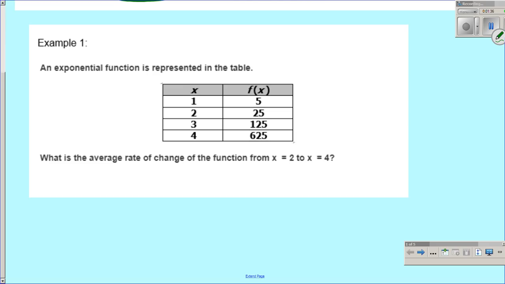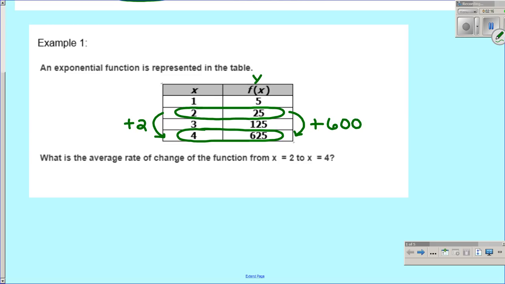So we are going to look at the ordered pair where x equals 2, and that is the ordered pair 2, 25. And we're going to look at the ordered pair when x equals 4. That's going to be the ordered pair 4, 625. Now, when it's in a table, you can really just look at the change. So we're looking at the change from 2 to 4, which is an increase of 2. Now, if you look at the 2 numbers I have circled under f of x, which is also our y, the change is going from 25 up to 625. So that is a change of 600.